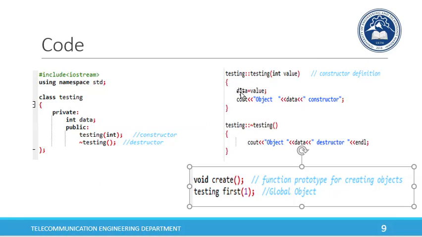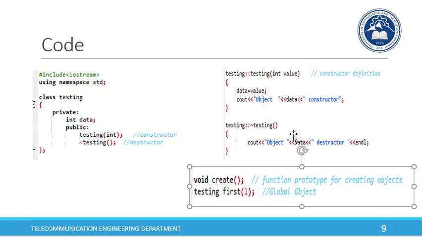then we will equate the data and value. We will assign value to data, data is equal to value. Then we will print out the object and data and then constructor.